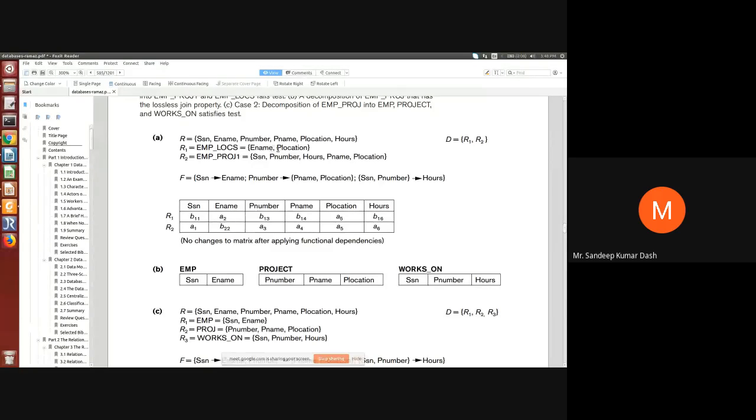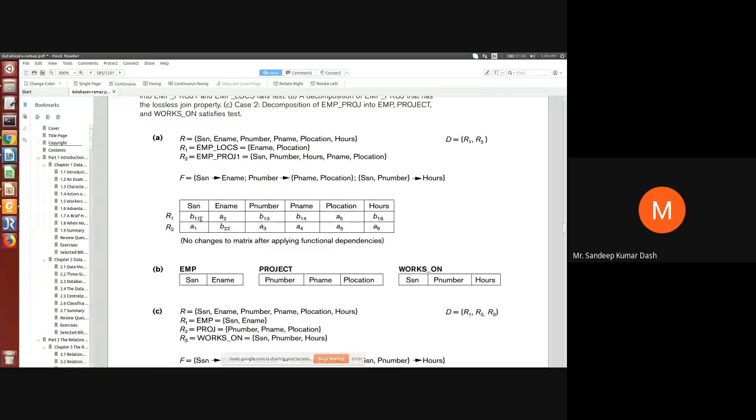What are the names of the columns present in this R1 relation? At that point you have to write the symbol A. E name is present in the R1 relation and P location is present. So under ename and P location you have to write A. This is the second column, so A2. This is the fifth column, so A5. Rest all will have the B symbol. B, B, here also B, here also B.